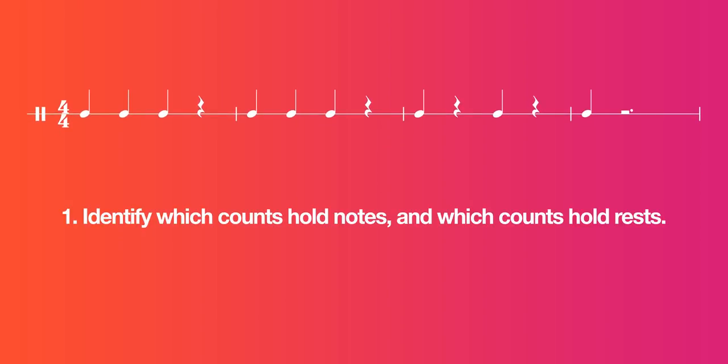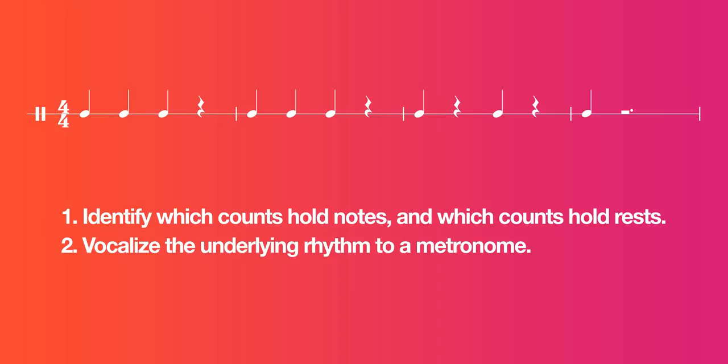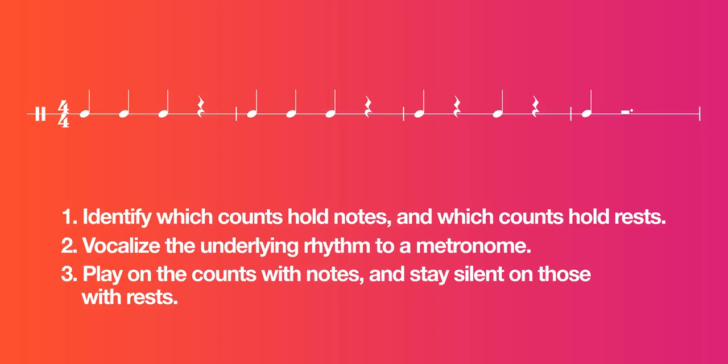Let's review the steps. You'll first identify which counts hold notes and which hold rests. You'll vocalize the underlying rhythm to a metronome. And lastly, you'll play along to the counts with notes and stay silent on the counts with rests. Work through each bar individually first, then try to string them together in sequence, playing them back to back. I'll give you a chance to pause the video to go through that process on your own first, and then we'll go through it together.